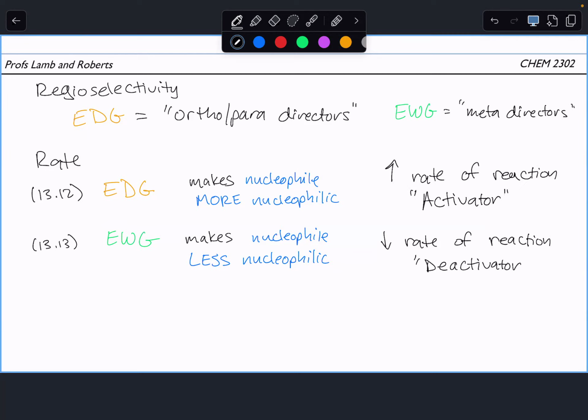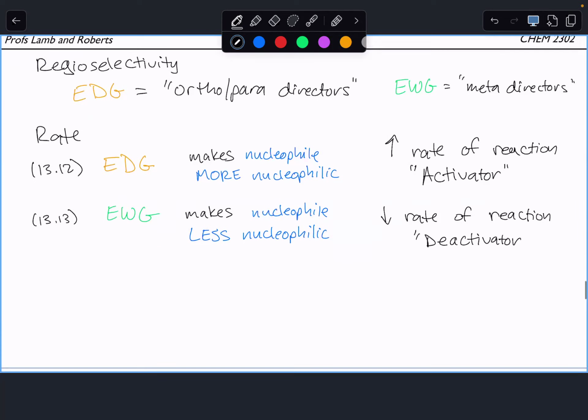Okay? You rationalize it in a very similar way though, right? Are you pushing electron density in? Are you pulling electron density out? Does that make the nucleophile better at its job or worse at its job, right? And where is that negative charge in order to rationalize the regiochemistry? Is it a better nucleophile at that position, or is it a worse nucleophile at that position? Questions on the strong electron donating, electron withdrawing?